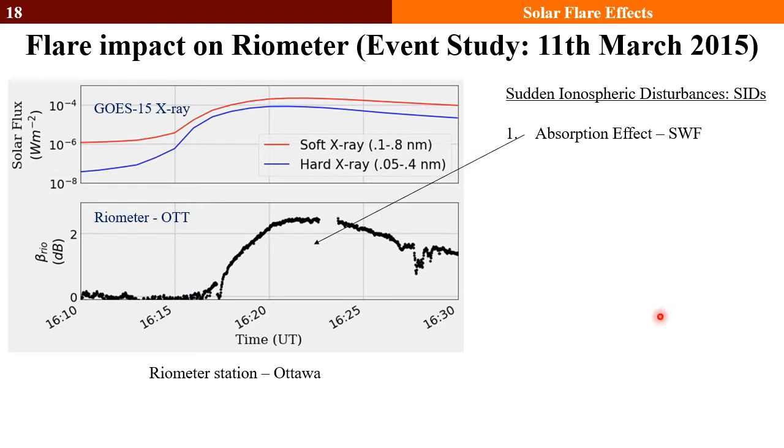So the next part is the flare impact on the riometer and the modeling of that HF absorption. As I already showed you, the top panel is the GOES X-ray data, and the bottom panel is the riometer observation from the Ottawa station. And this enhancement in background HF absorption is shown in these black dots.